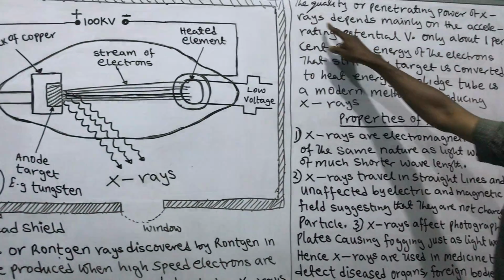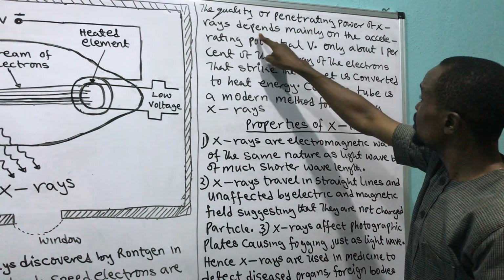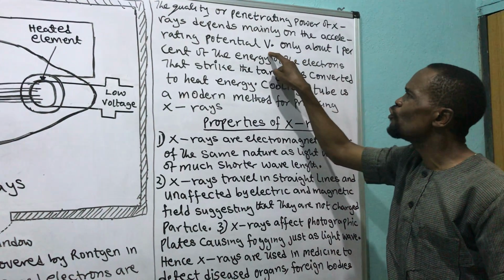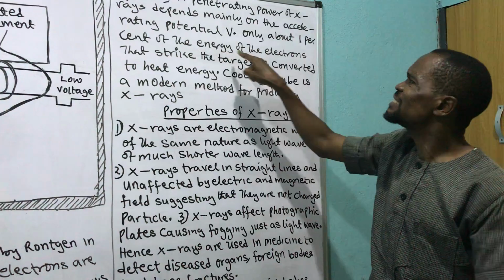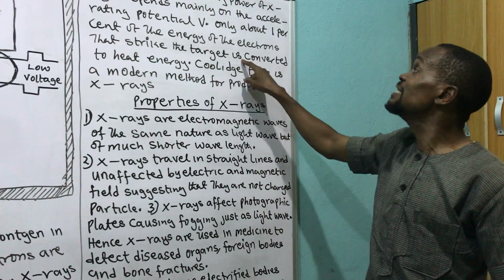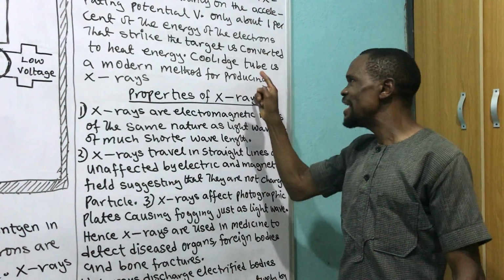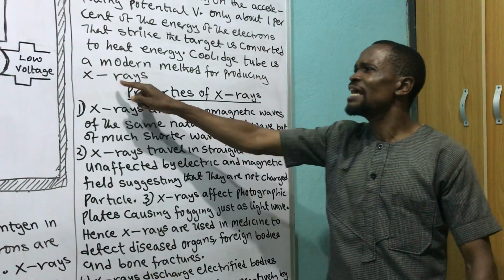We say that the quality or penetrating power of X-ray depends mainly on the accelerating potential voltage, V. Only about 1% of the entire energy of the electrons that strike the target is converted to what? Heat energy. The Coolidge tube is the modern method for producing X-ray.